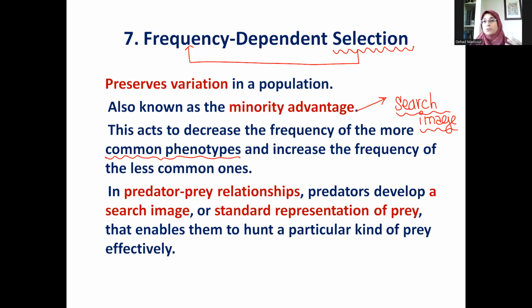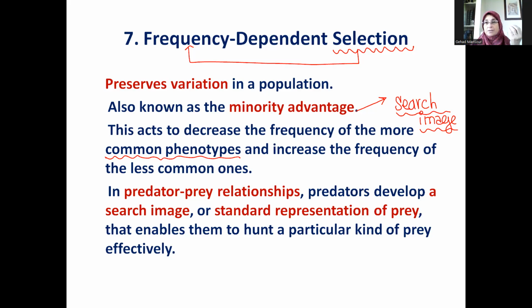So usually this search image is that of the more abundant and common phenotypes, meaning that the animal would not be looking for a rare animal to be considered a prey. Otherwise, the animal wouldn't find anything to eat. So what happens exactly is that the minority here has an advantage.